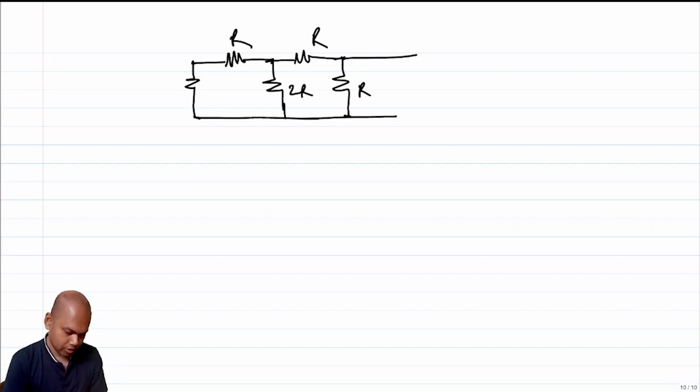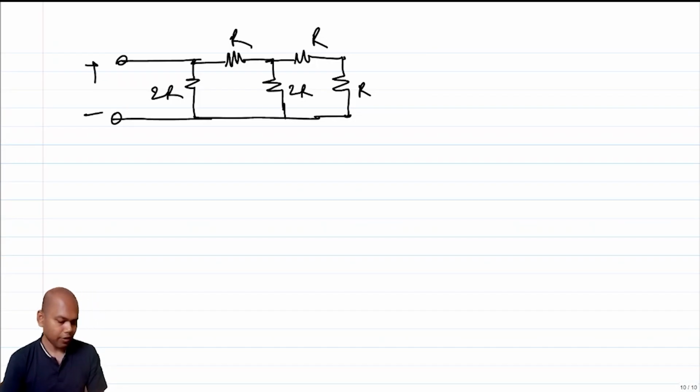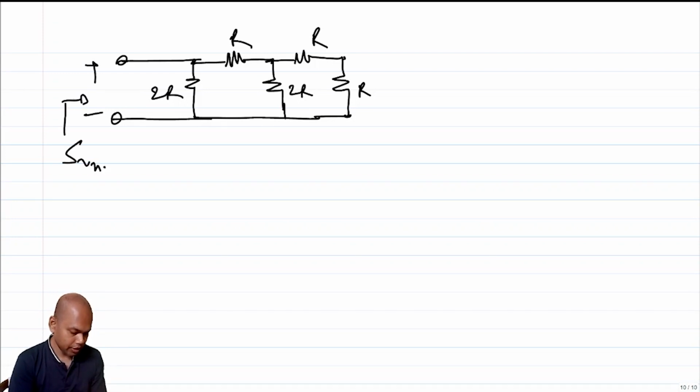I say this is R, this is R, this is 2R, this is R, this is 2R, right? And I am interested in finding out the power spectral density from this node. I am observing here. I want to find out the power spectral density looking in, SVNO.